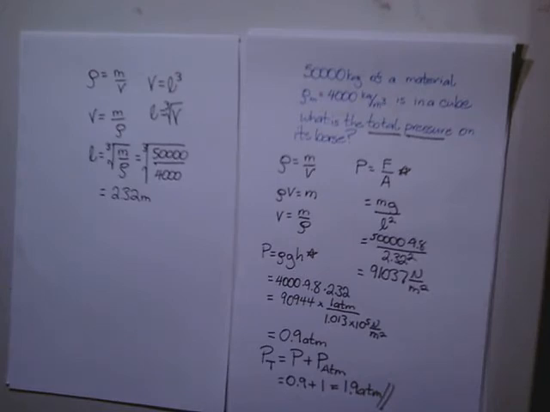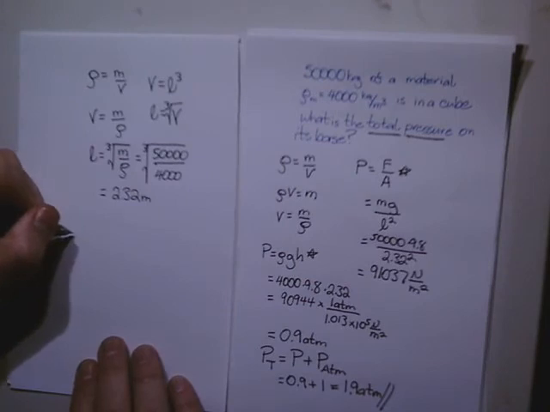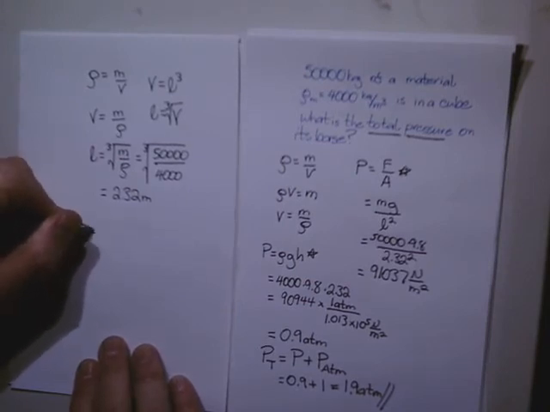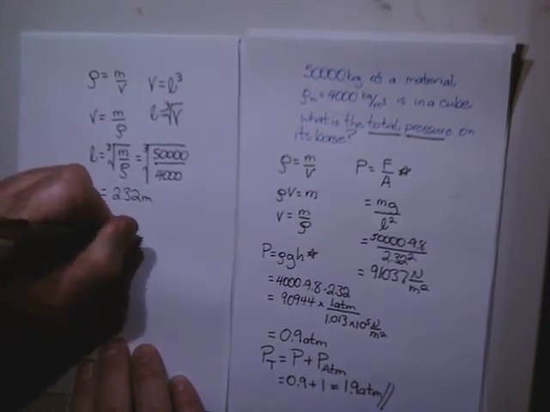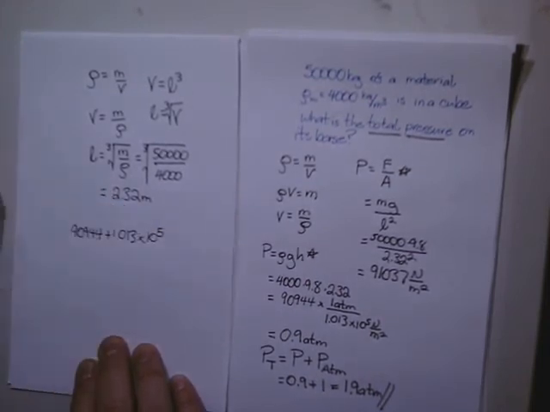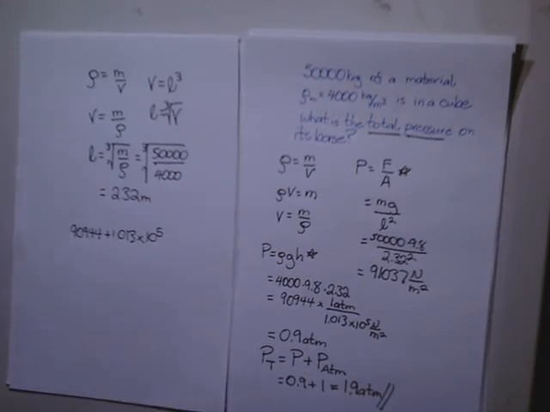It depends on what he asks. If he had said, give me the answer in newtons per meter squared, or pascals, which is equivalent, then all I would do is go 90,944 plus 1.013 times 10 to the 5th, and add that up. It all depends on what he's asking for.